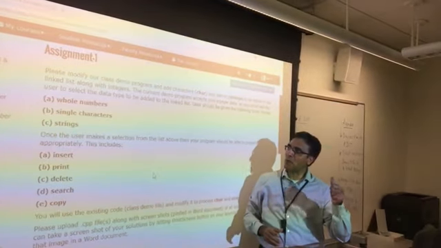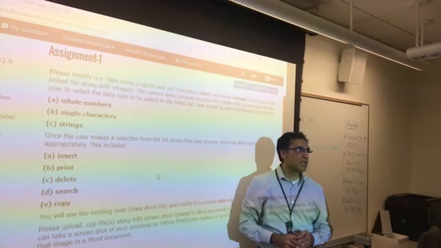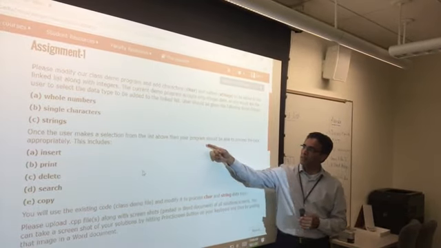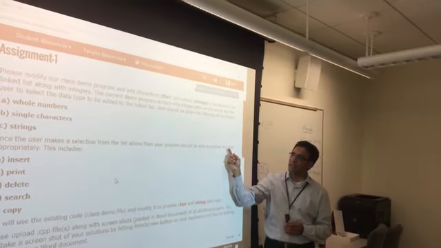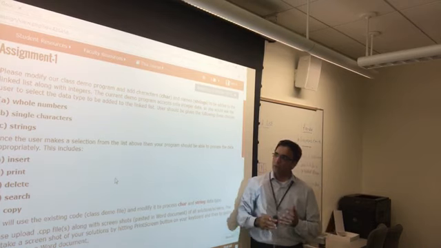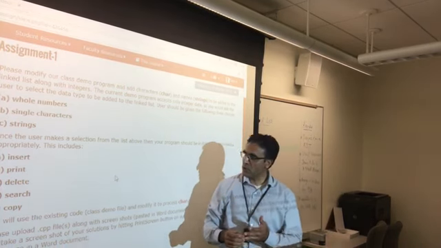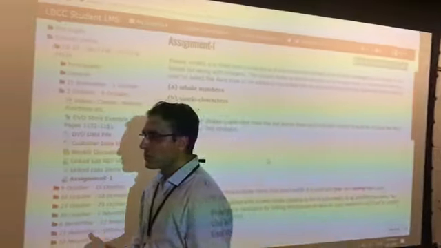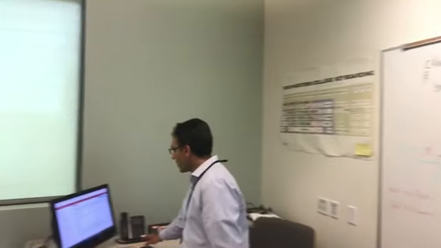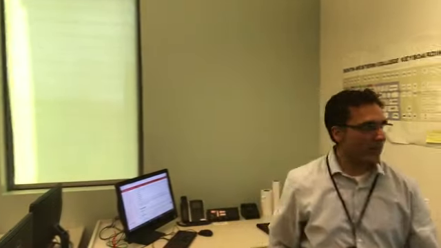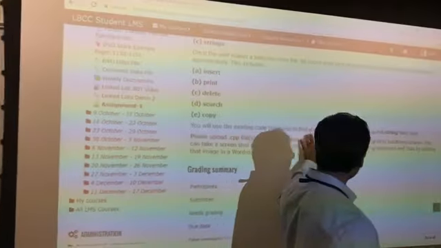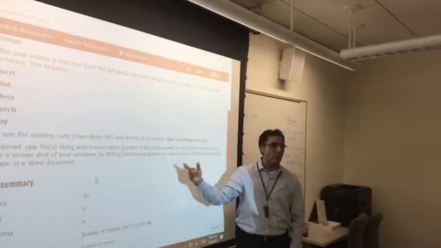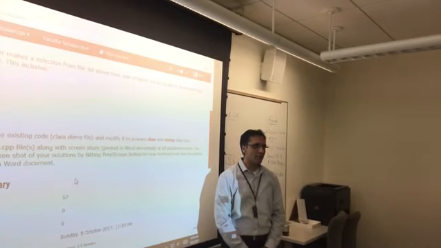If the user says, I would like to add characters, then you create a linked list of character type. Once the user makes a selection from the list above, then your program should be able to process the data appropriately. This includes, you should be able to insert, print, delete, search, copy, along with other things, such as return me the length, show me the first and last, and so on and so forth. You'll use the existing code class demo file, which is available on our Moodle site, modified to process chars and strings data type. Please upload the CPP file and your screenshot.